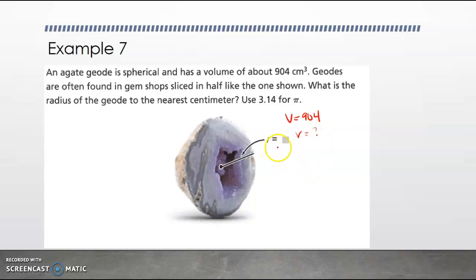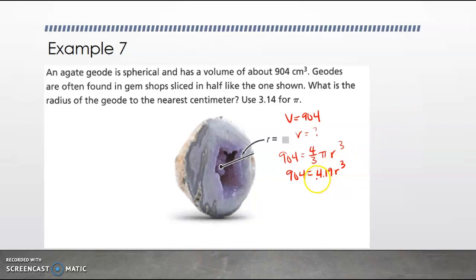So what we're going to do is set it up. 904 is going to equal 4/3 pi r cubed. And so I'm going to take 4 times 3.14 and then divide by 3. And so when I get that, my 904 is going to equal approximately 4.19 r cubed. I believe I had to round that. I think it was 4.18 and then something greater than 5, so 4.19.